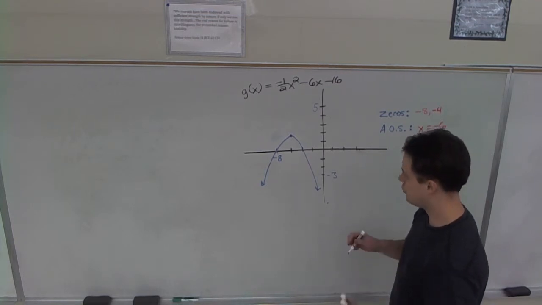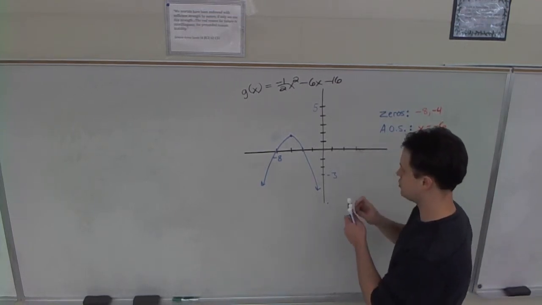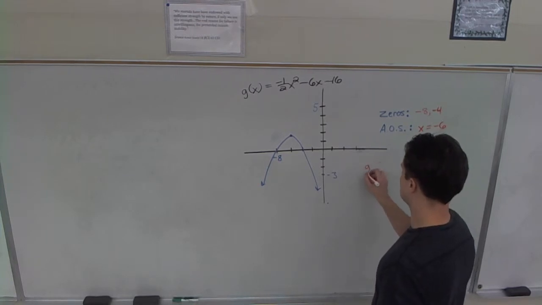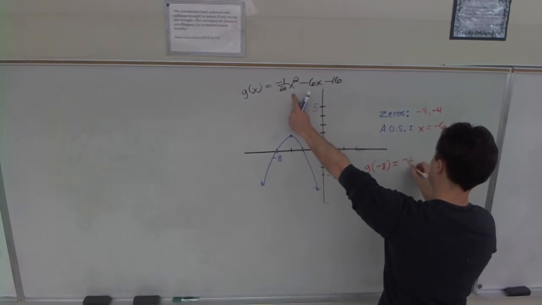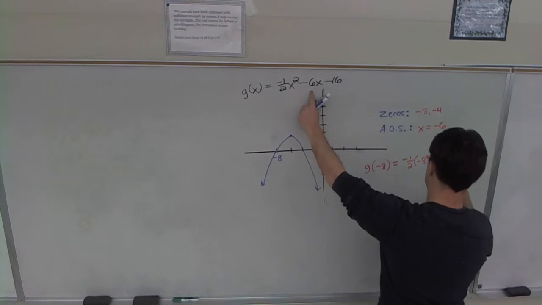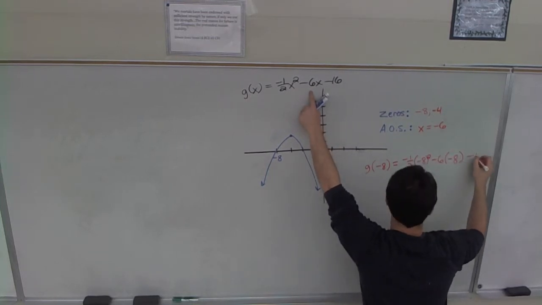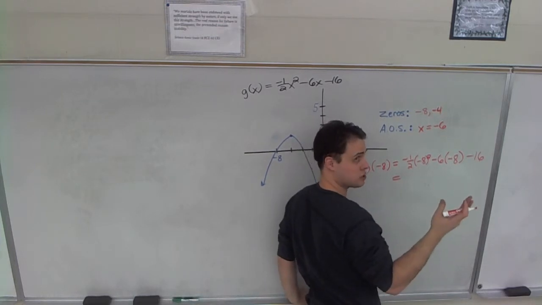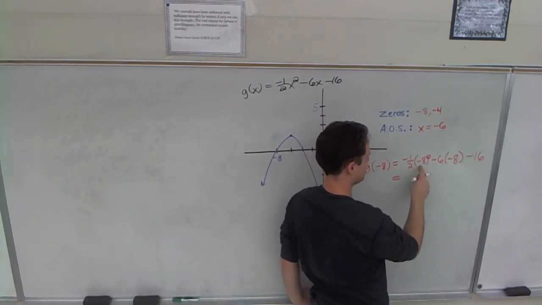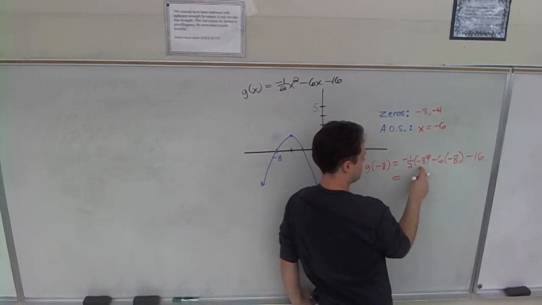All right, so we're going to plug in and verify that these are actually the zeros. So I'm going to go g of, well, first -8. So I'm going to plug that in. So -1/2, -8 squared minus 6 times -8 minus 16. All right, so let's simplify, follow order of operations, right? Go inside first, then inside parentheses, then exponents.